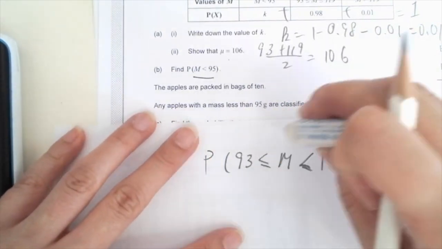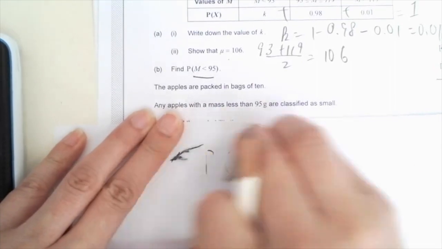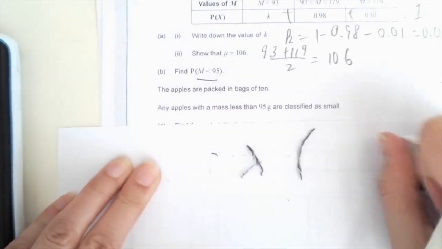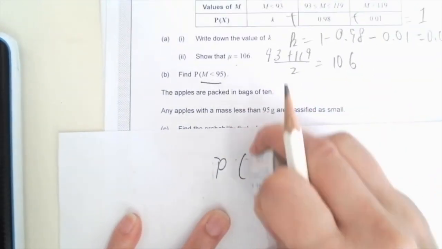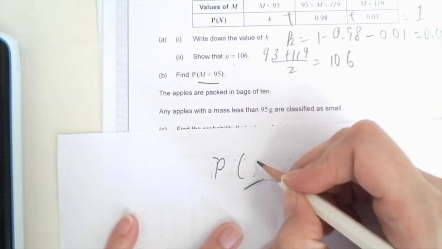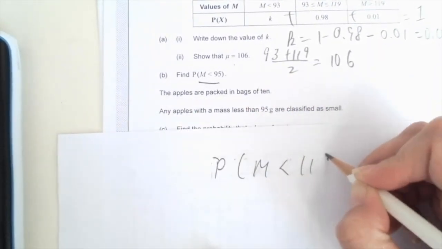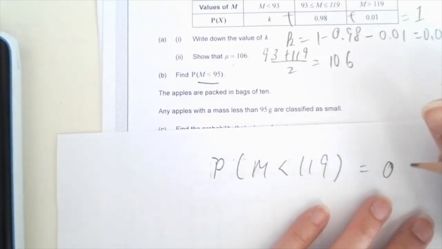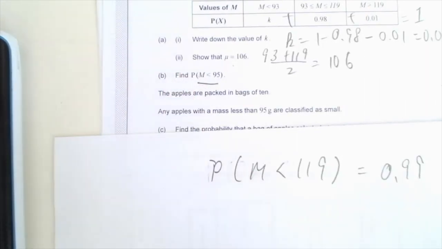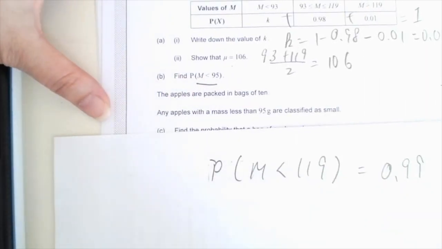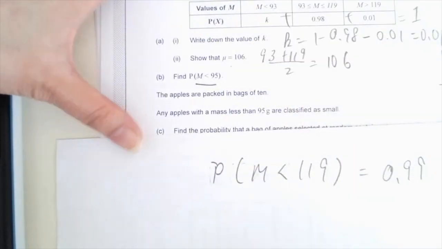Oh no, we need to do it one side. So we have probability of X of M smaller than 119 is equal to 0.99, yeah? So we do not have the mean, so we need to do something to find the mean and the standard deviation. Do we have the mean? Yeah, we have the mean, we need the standard deviation to find the next step.